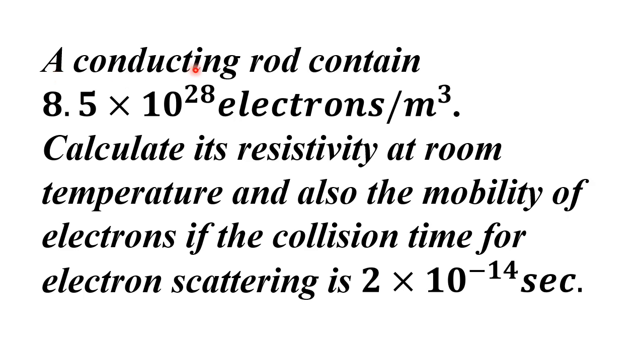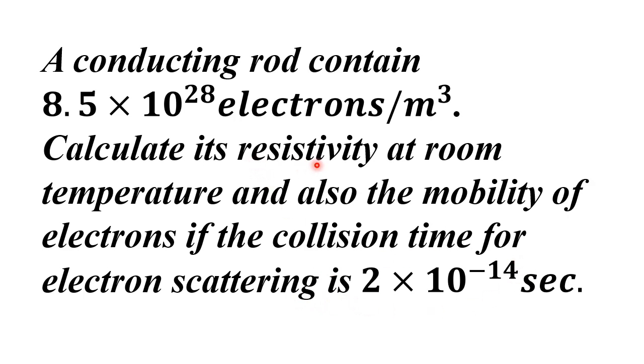Question: a conducting rod contains 8.5 times 10 power 28 electrons per meter cube. Calculate its resistivity at room temperature and also the mobility of the electron if the collision time for the electron scattering is 2 into 10 power minus 14 seconds. So they are given the concentration of the electron as well as the collision free time.